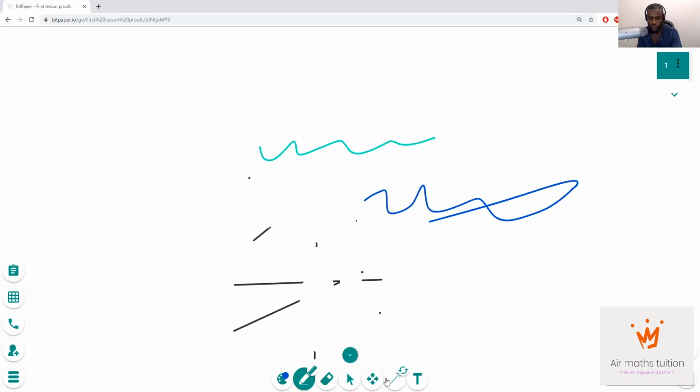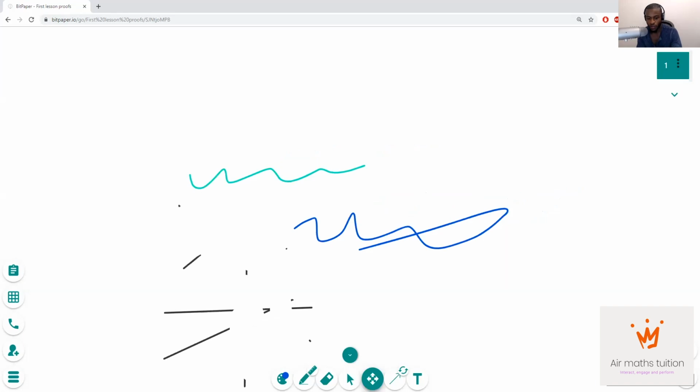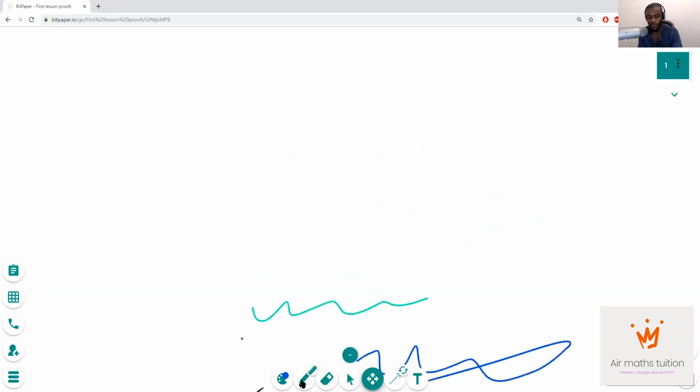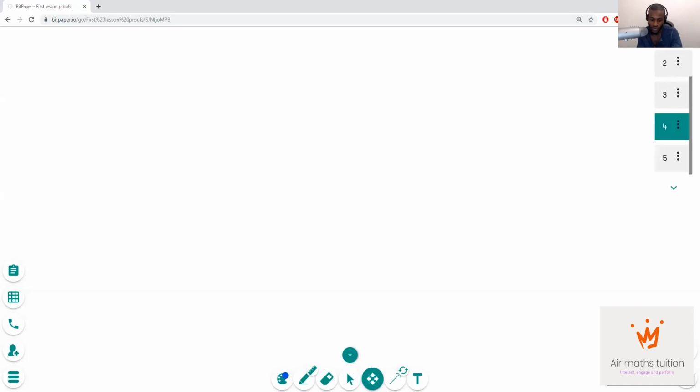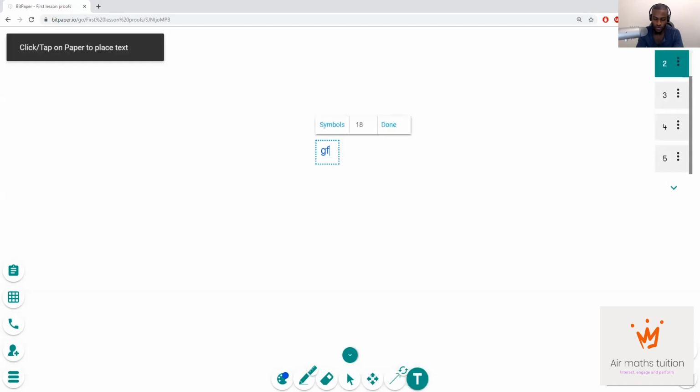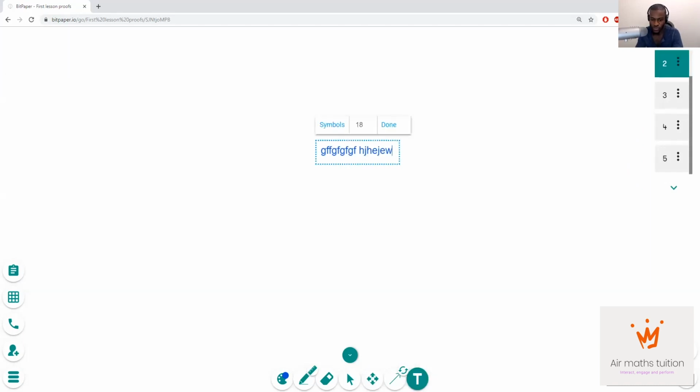What else can you do? You can pick a selection of items and move them, which is fantastic because it means you almost have an endless supply of paper. And even if you didn't, you have extra tabs to which you can work on various different sheets. You can also type in text. So I normally use this to ask you guys questions. What else can you do?